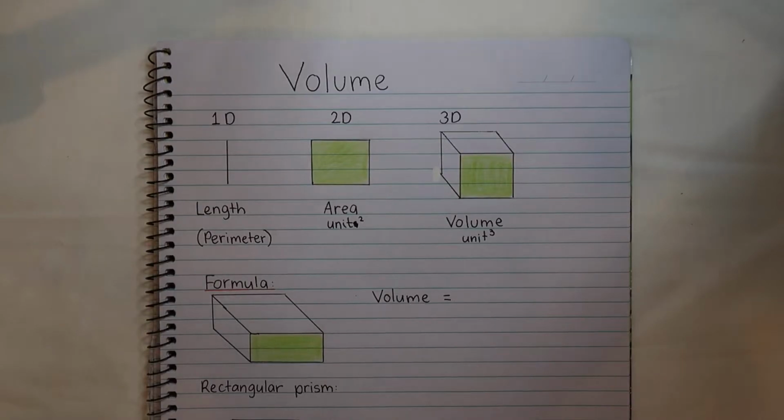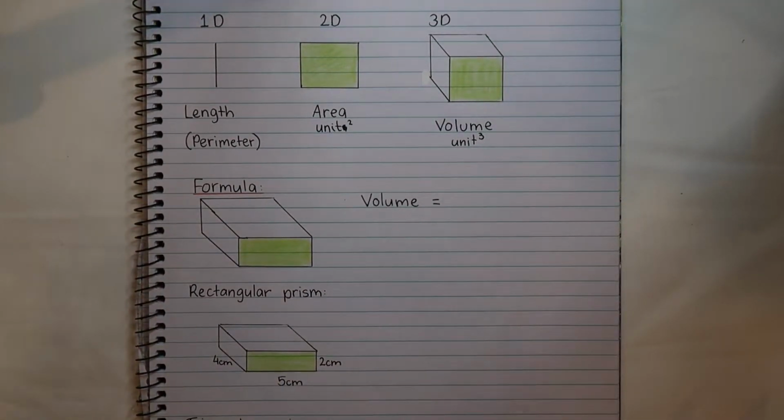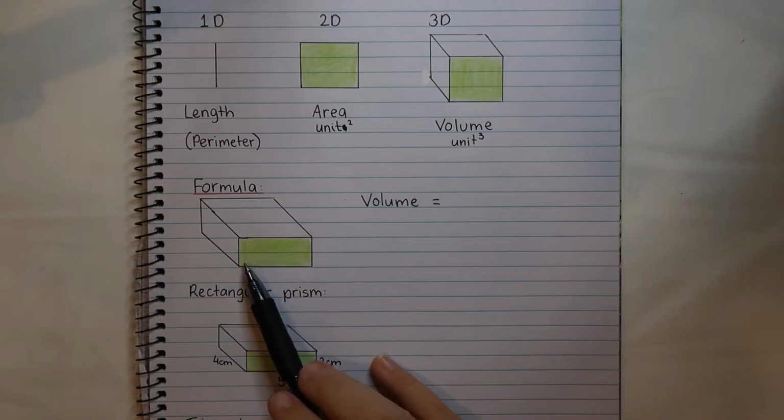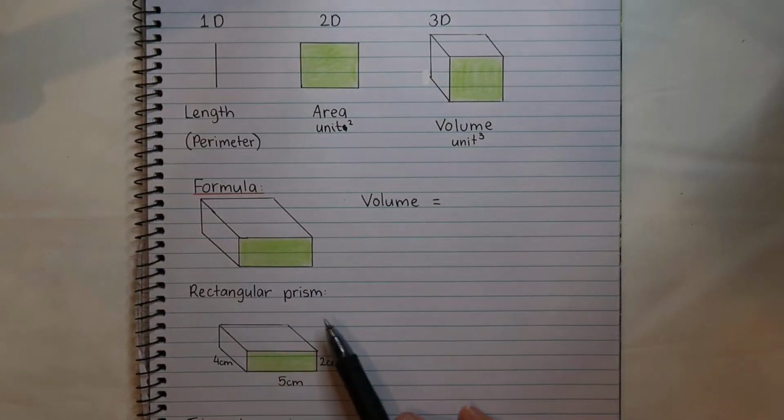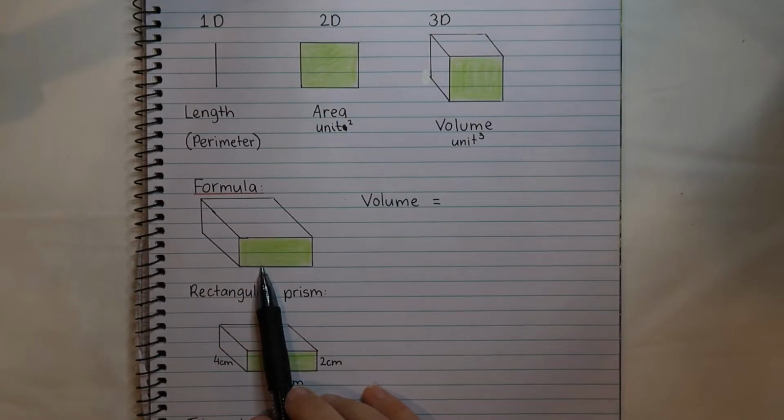So a lot of 3D shapes can be formed by taking a two-dimensional shape and then extending it along the third dimension. So for example, if you start with a rectangle, that's what I've colored in green, and then you extend it along the third dimension, you get a 3D shape called a rectangular prism. So there is a general formula for calculating the volume of basic types of three-dimensional shapes.